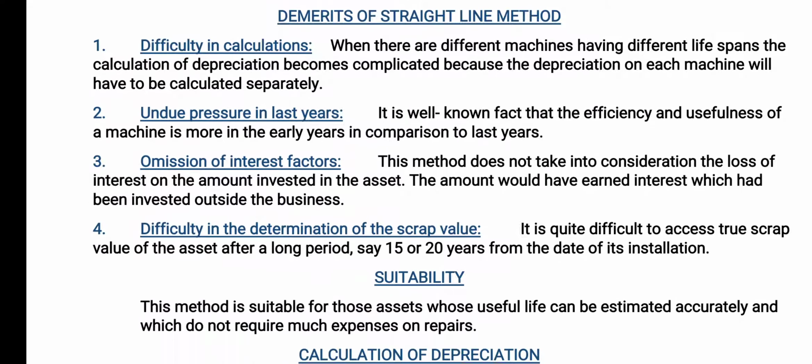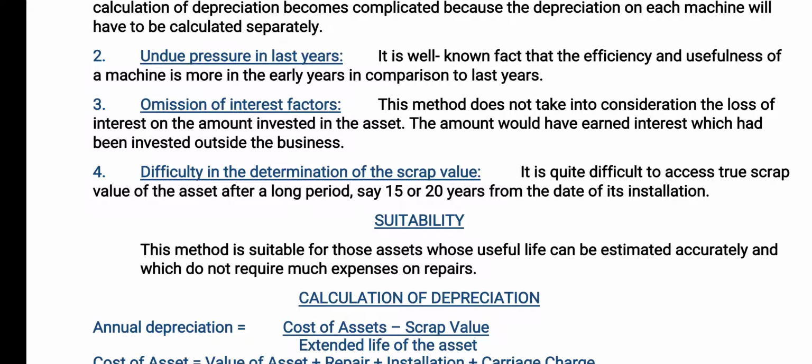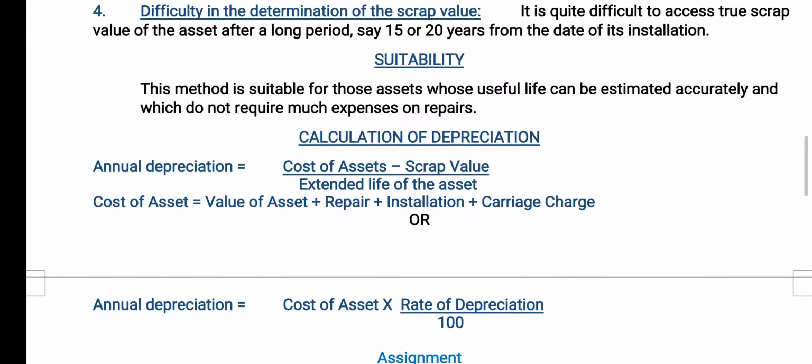Now we will discuss suitability. This method is suitable for those assets whose useful life can be estimated accurately and which do not require much expense on repair. So it means these are good only for those assets whose life can be estimated accurately and which are not going to be used for a longer period of time, and on which the repair and maintenance are also less.